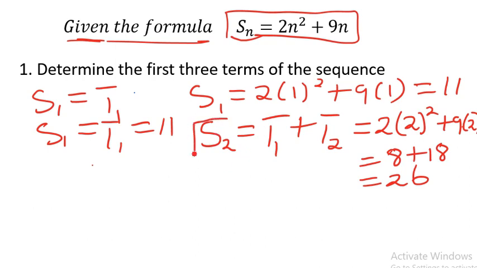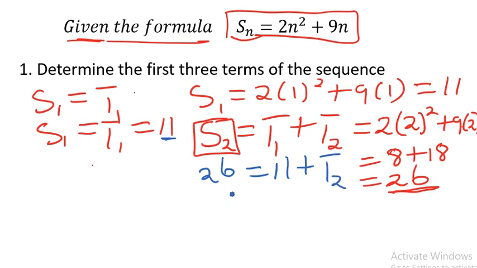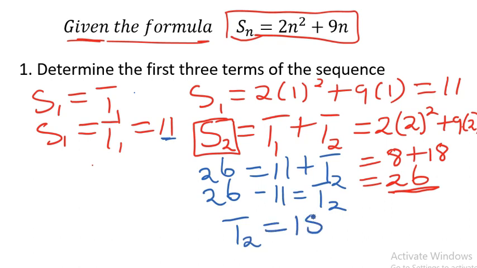Now we know the sum of the first two terms is equal to 26, so we can do substitution. Where I see S2, I write 26. Do I have T1? Yes, my T1 is equal to 11. So I write 11 plus T2. I'm looking for T2 now, so 26 minus 11 is equal to T2. Now T2 is equal to 15.